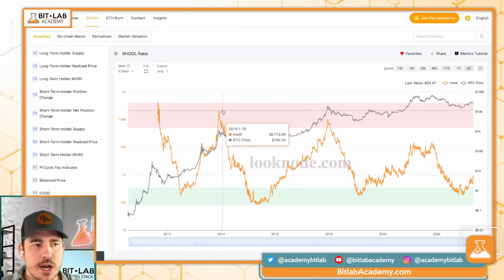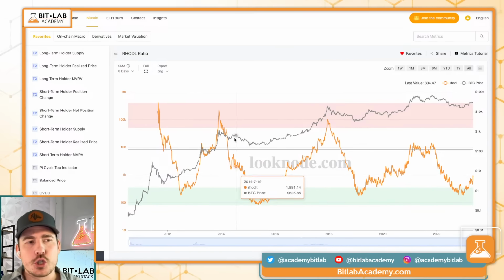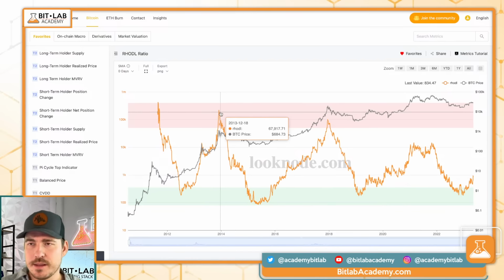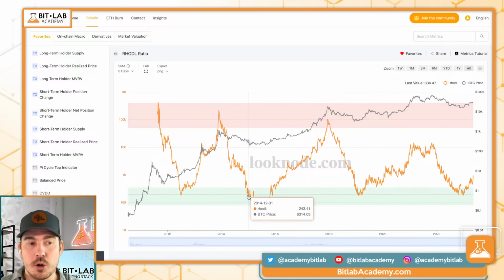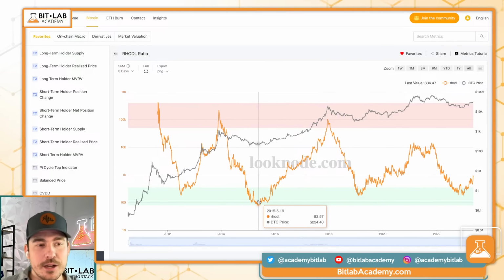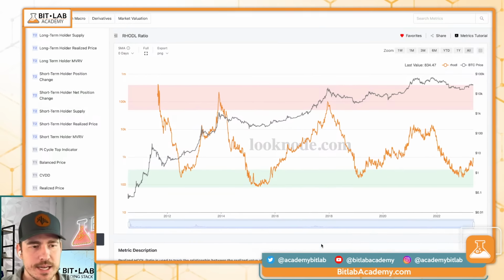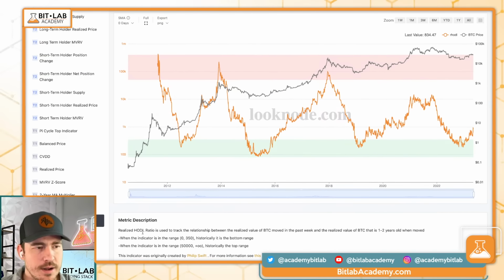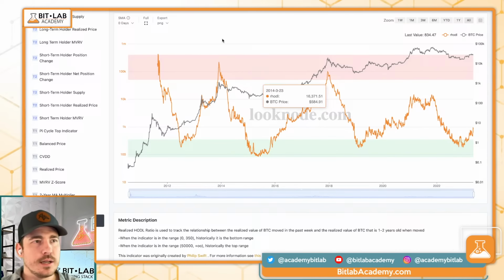This is showing basically an oscillator between when short-term holders are dominating how many coins are being held, or long-term holders are dominating how many coins are being held. This is essentially what you're looking at. Scrolling down, we can actually see this. The realized HODL ratio is used to track the relationship between the realized value of Bitcoin moved in the last week, and the realized value of the 1 to 2 years hold.